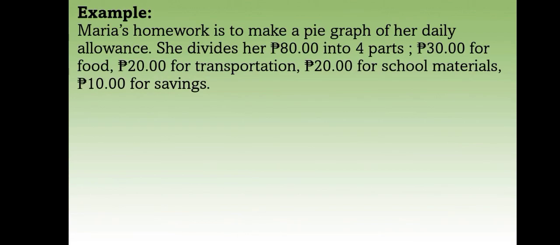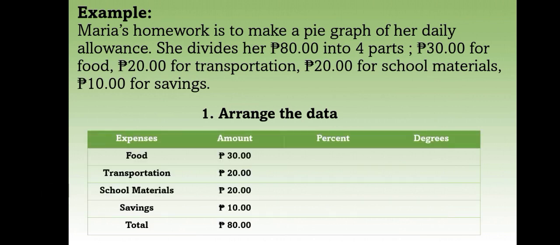For better understanding, I have prepared an example. Maria's homework is to make a pie graph of her daily allowance. She divides her 80 pesos into 4 parts: 30 pesos for food, 20 pesos for transportation, 20 pesos for school materials, and 10 pesos for savings. The first thing we are going to do is to arrange the data using a table. Listed here are the expenses and amount; later on we will find the percent and the degrees.